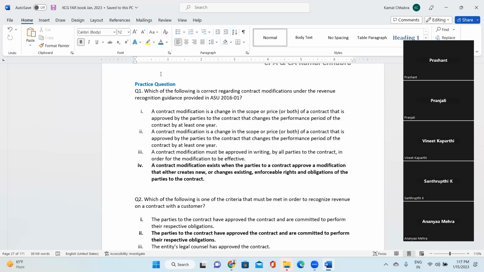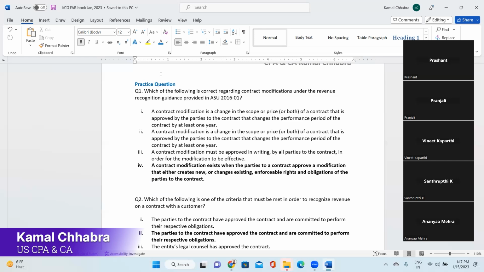Fourth one. Why not first and third? So first one is putting the restriction that the period will change by 1 year. But I think it is not written anywhere in the revenue recognition that whether the change in scope or change in duration should be at least 1 year or so. There is no reference to the time period. Yeah, very, very good. So the 1 year line is making this option incorrect, right?